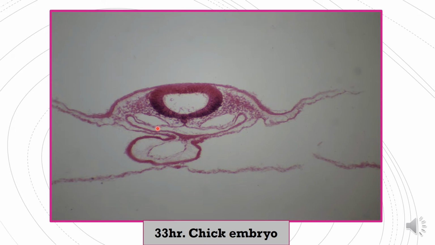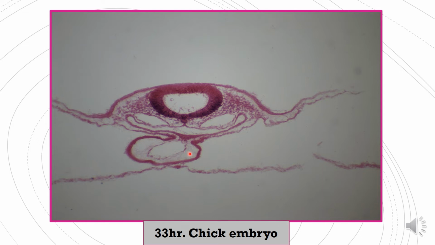After completion of the lateral folding, the two limbs of the U-shaped heart tube fuse, forming the single heart tube. You can see this is the single heart tube. A single heart tube consists of three layers. The inner layer, the endothelial layer, is called the endocardium.